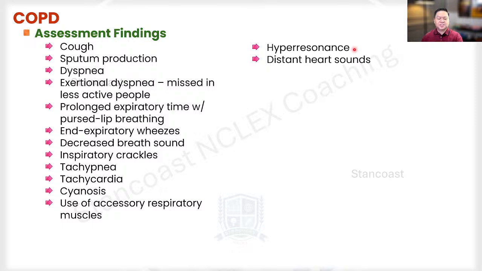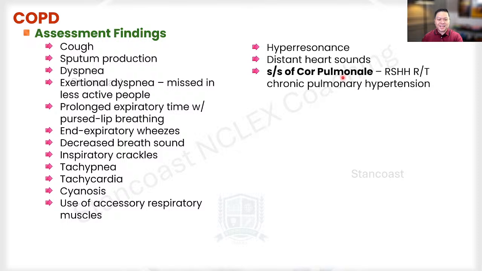Now, additionally, you are going to look for signs of cor pulmonale, and this is a condition that is basically caused by pulmonary hypertension. And this pulmonary hypertension is something that you will see in a patient with COPD. There is such high pressure in the pulmonary arteries, in the pulmonary trunk. And so when this happens, this can cause right-sided heart failure.